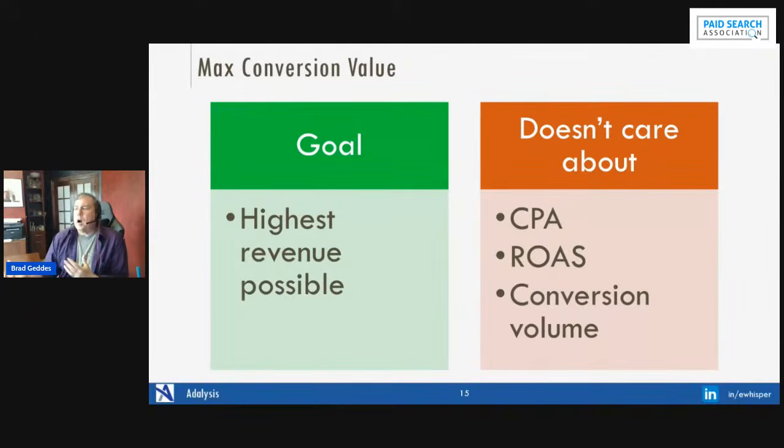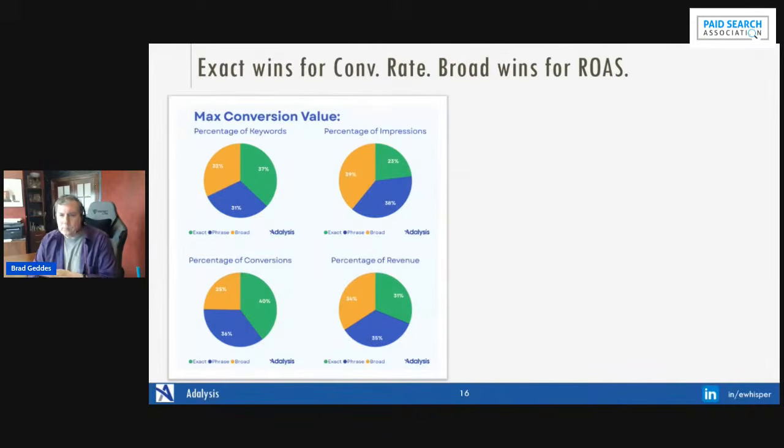Now, if we switch to e-commerce, right? Usually the starting place is max conversion value. I want the most value, regardless of the ROAS, right? The CPA, even the conversion volume, because in theory, if one sale is $100,000, that's better than 50 sales of $1,000 each, right? It doesn't usually work out that way, but Google's not quite that smart yet. But the goal is really the most revenue regardless of other metrics.